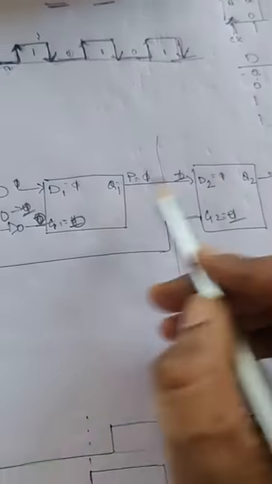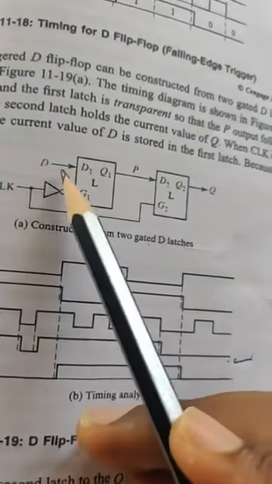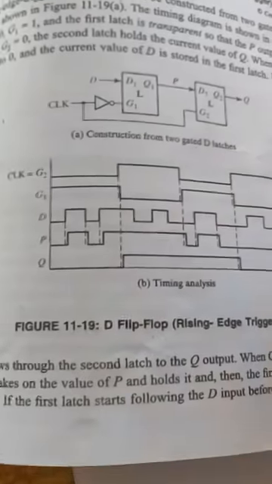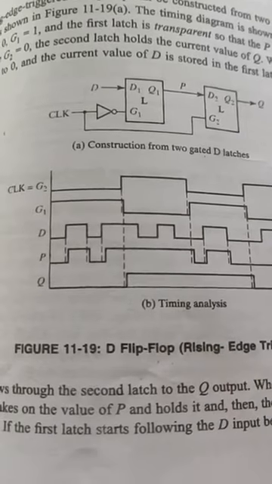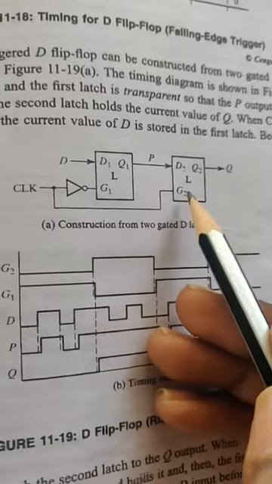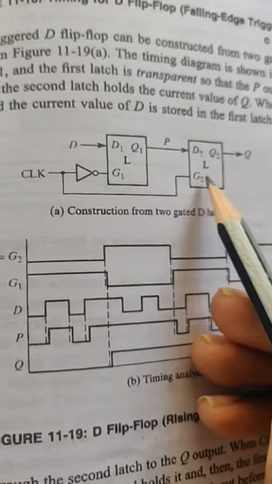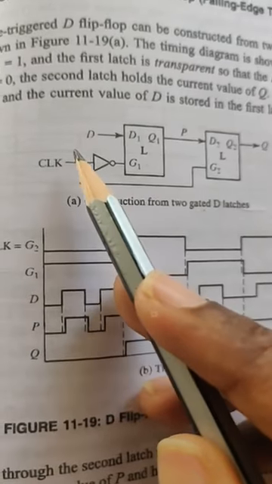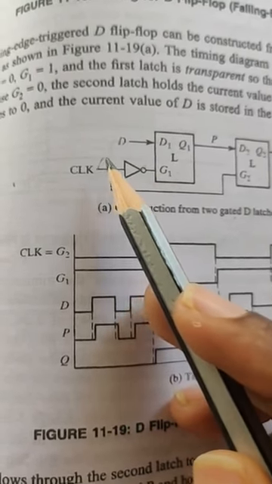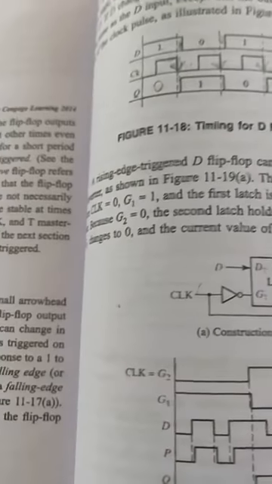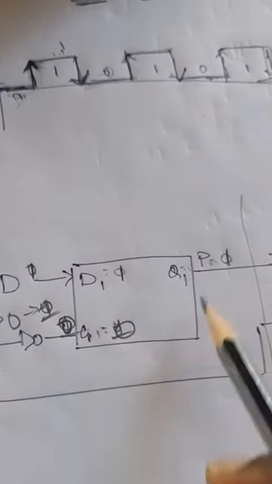This is a circuit diagram. The same circuit diagram they are giving here. Clear? Okay. So look at this waveform. This waveform works with respect to the positive trigger. So this is G2, this is G1, right? G2 is active only when the clock pulse moves from 0 to 1. G2 will get active, the second latch will get active. When the clock pulse moves from 1 to 0, G1 will get active.